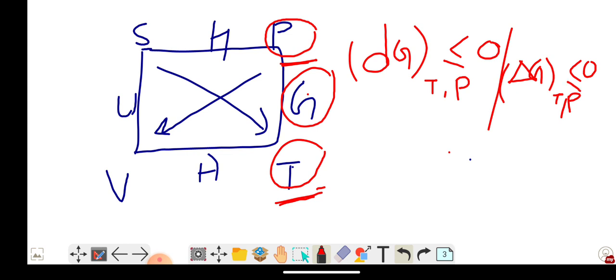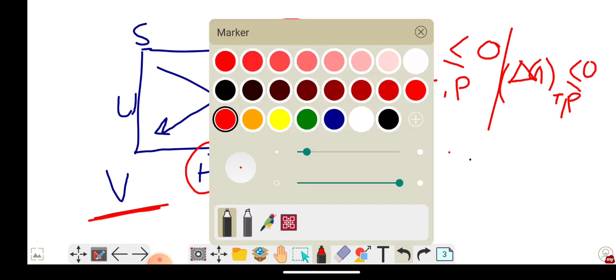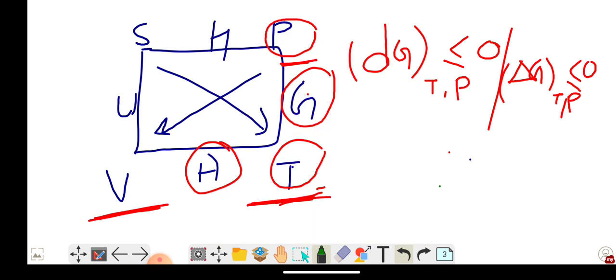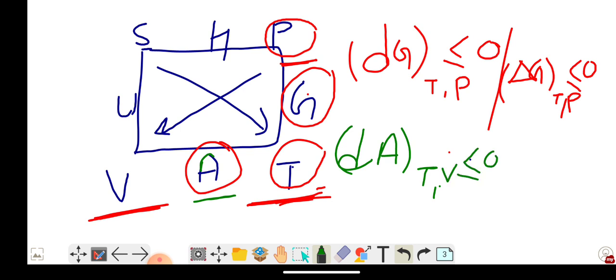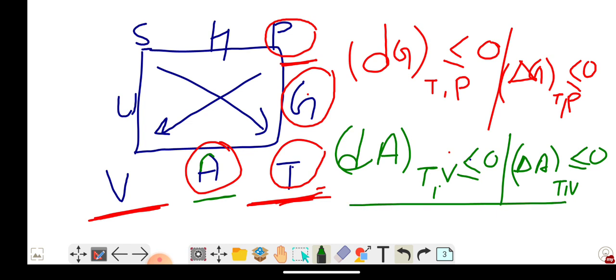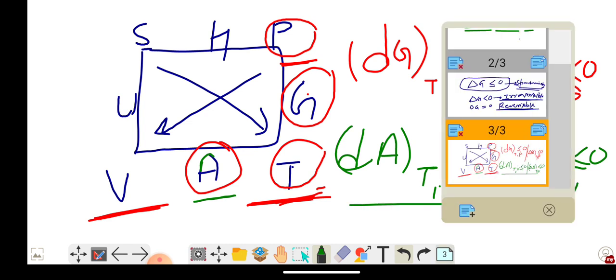Now the second spontaneity criteria. In the same manner, for delta A we have temperature and volume adjacent to the Helmholtz function A. So dA at constant temperature and volume is less than or equal to 0, or we can write delta A at constant temperature and volume is less than or equal to 0. This is the second spontaneity criteria.